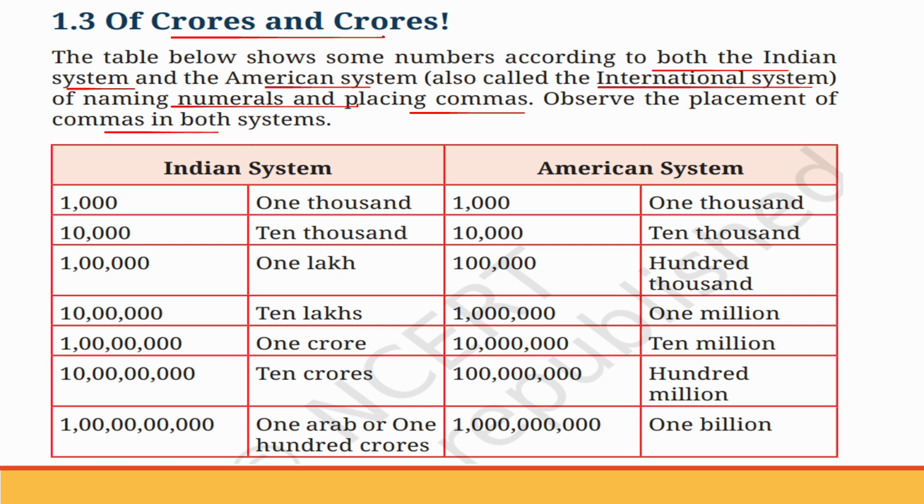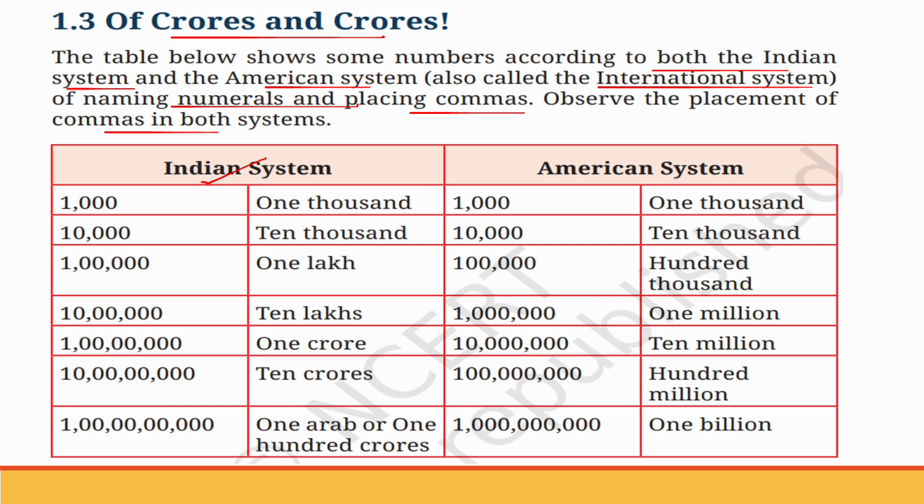So this table shows two different ways people write and read very large numbers: the Indian system and the American system, which is also called the international system. The main difference is where they put the commas. This also changes how they name the numbers. First we will see the Indian system. How are commas placed in the Indian system?